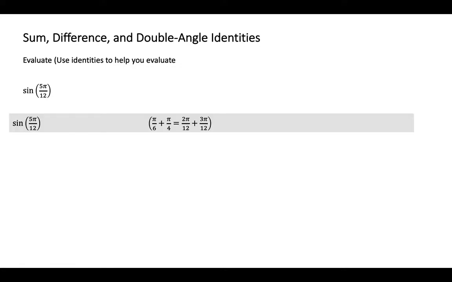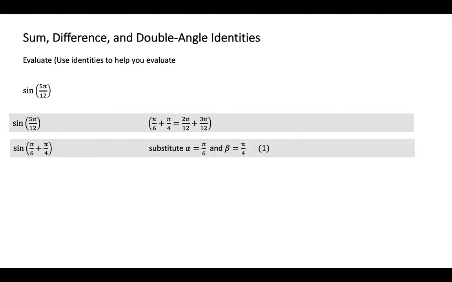I'm hoping. For me, the key is to change all my special angles on the unit circle so that the denominator is 12. And I notice that when I change pi over 6 to have a denominator of 12, that is 2 pi over 12. Pi over 4 changed over a denominator of 12 is 3 pi over 12. So I could rewrite sine 5 pi over 12 as sine of pi over 6 plus pi over 4. So this is sum identity number 1, where alpha is equal to pi over 6 and beta is equal to pi over 4.